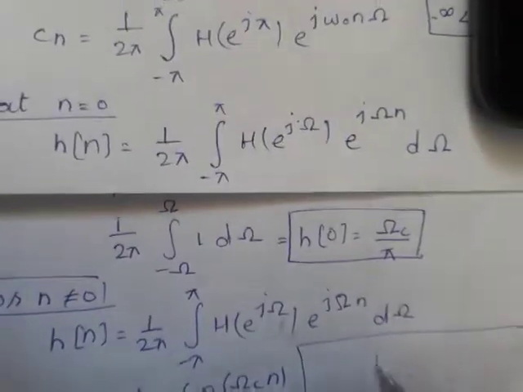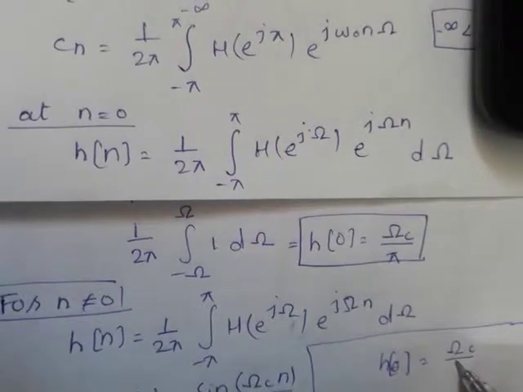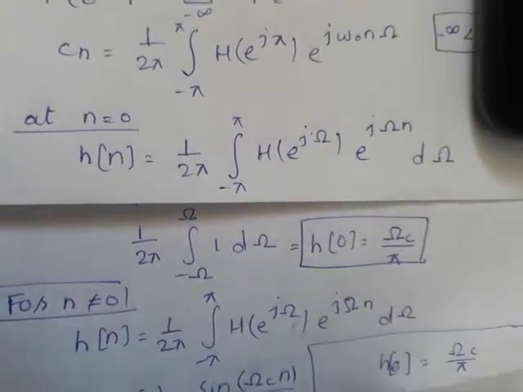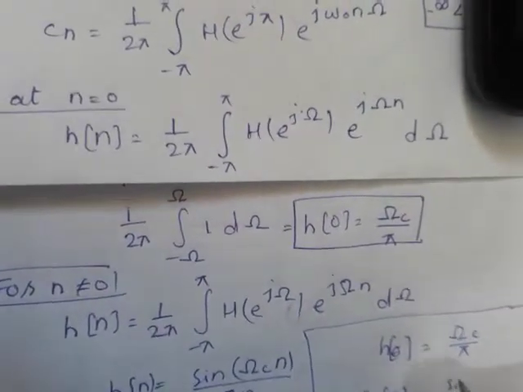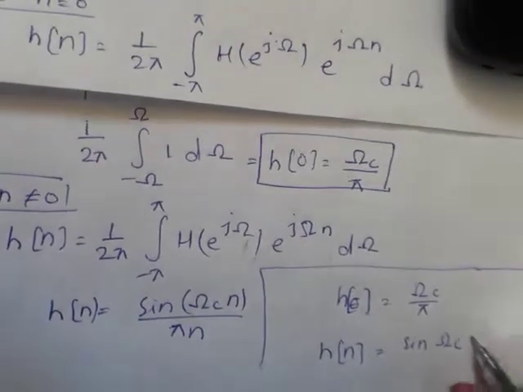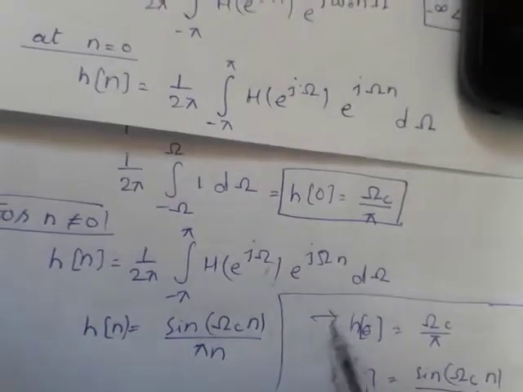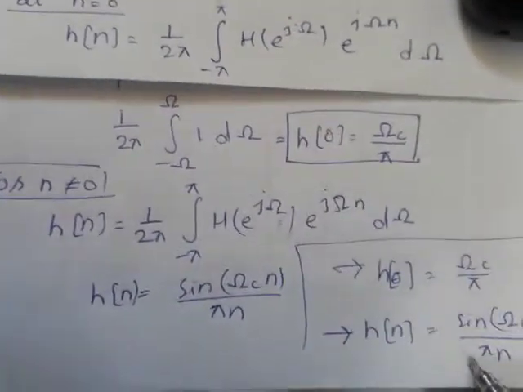So we get two values here. The first one is h of 0, which is omega c by pi, and the second one is h of n, which is sine omega c n divided by pi n. We will use these two formulas later on.